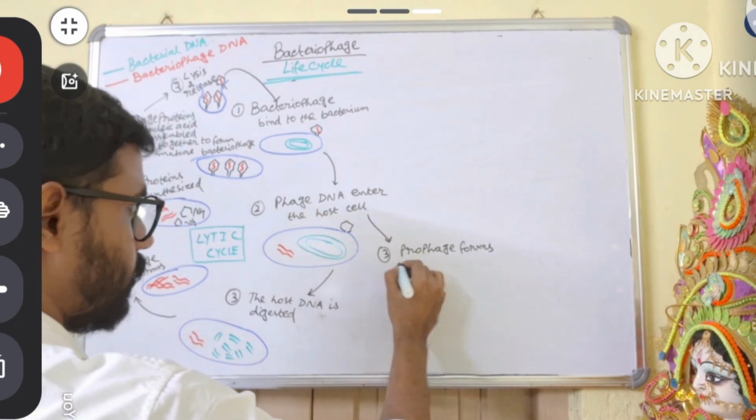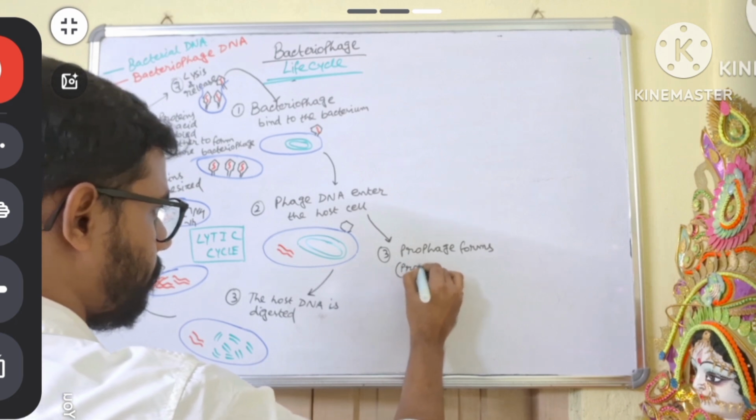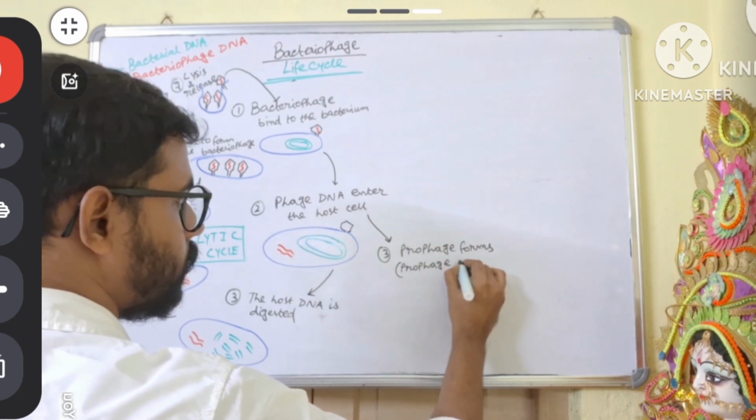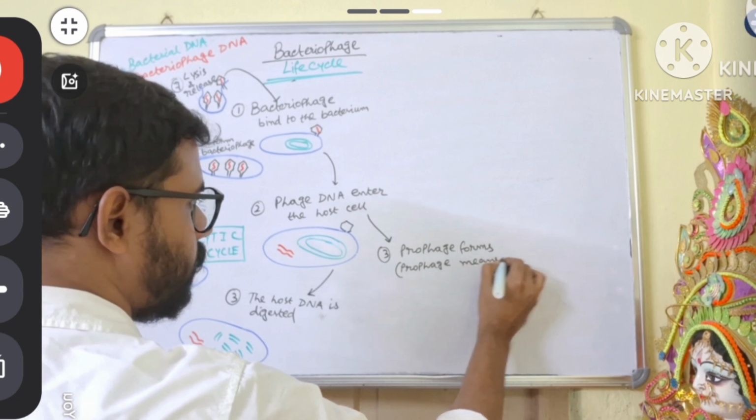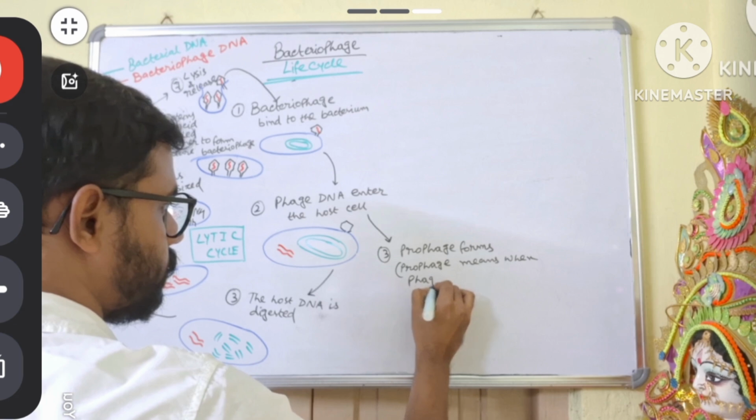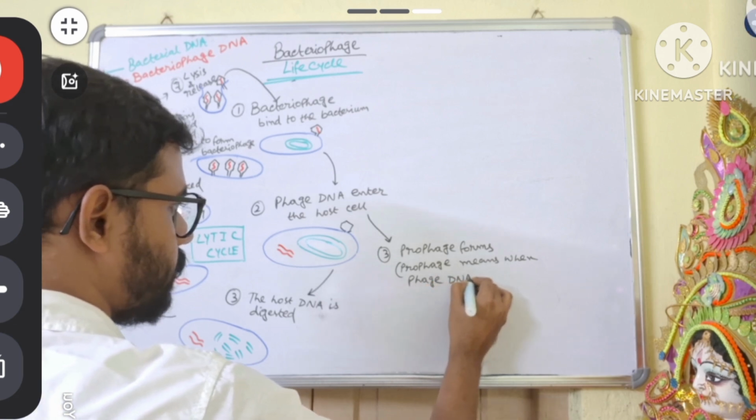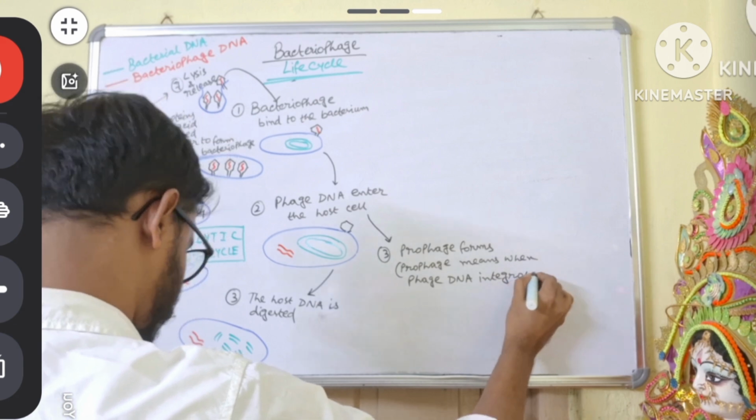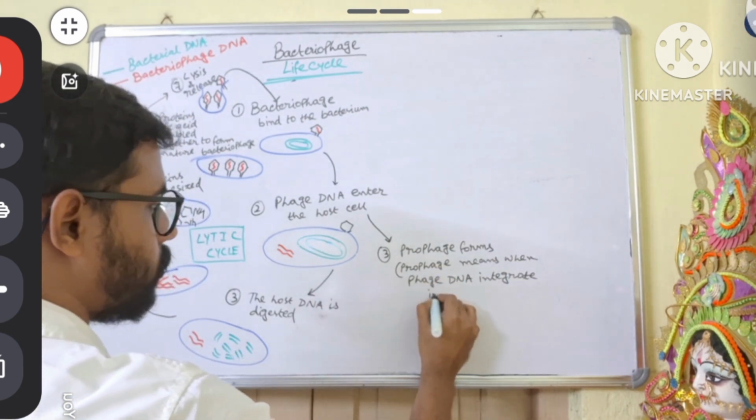What is prophage? Prophage means when phage DNA integrates into the bacterial chromosome.